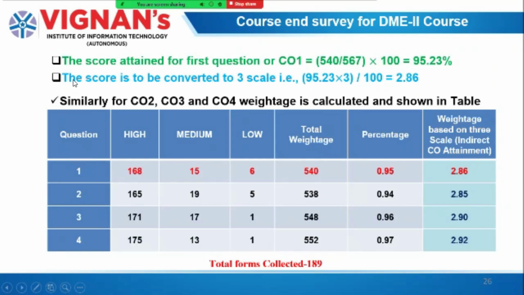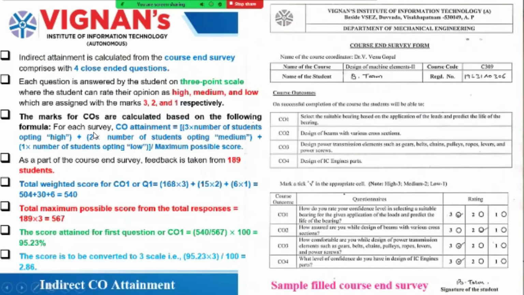For example, if you observe the first question, 168 members opted high, 15 members opted medium, and 6 members opted low, out of 189 forms. So, to find the CO attainment, we have a formula: 3 into number of students opted high, plus 2 into number of students opting medium, plus 1 into number of students opting low. Here for low we have given the option 1, for medium the option 2, and for high the option 3. That's why we are taking the formula like that.